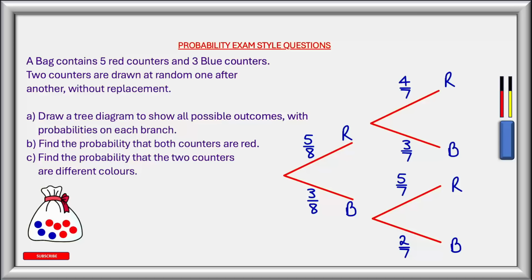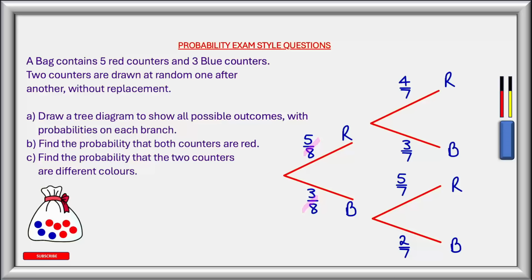So let's start with our tree diagram. There are 8 counters in the bag, and we know that 5 are red. So the probability of selecting a red counter at random is 5/8. And 3 of the counters are blue, so the probability of selecting a blue counter at random is 3/8. Now here's the important part. Once we've taken the first counter out, we don't replace it. So now there's only 7 counters in the bag. And if the first counter was red, there are only 4 red counters in the bag.